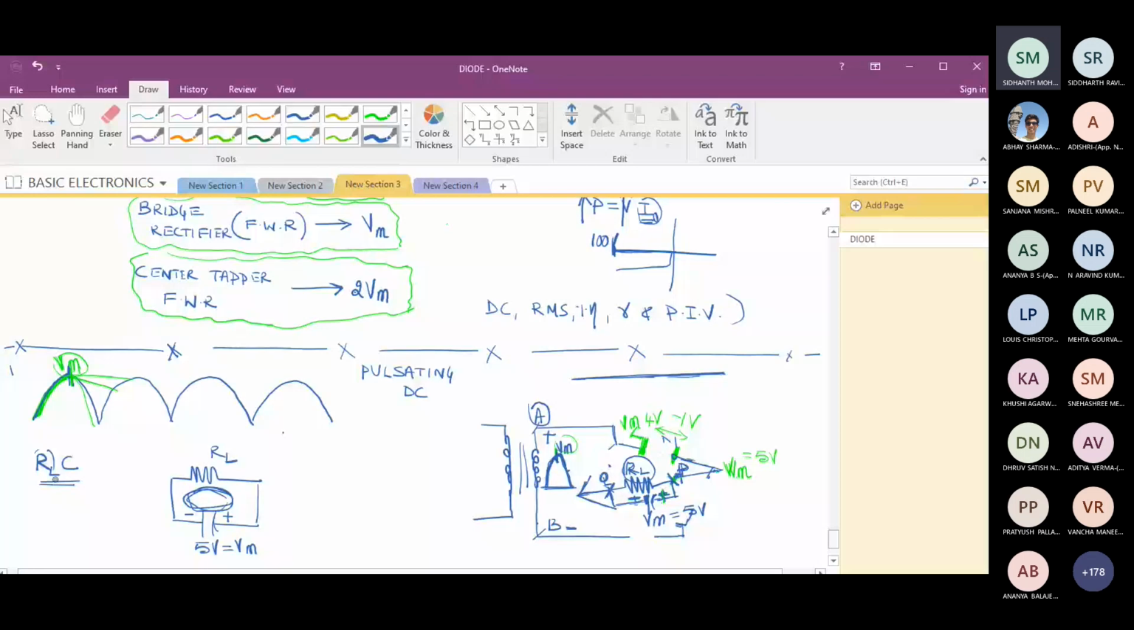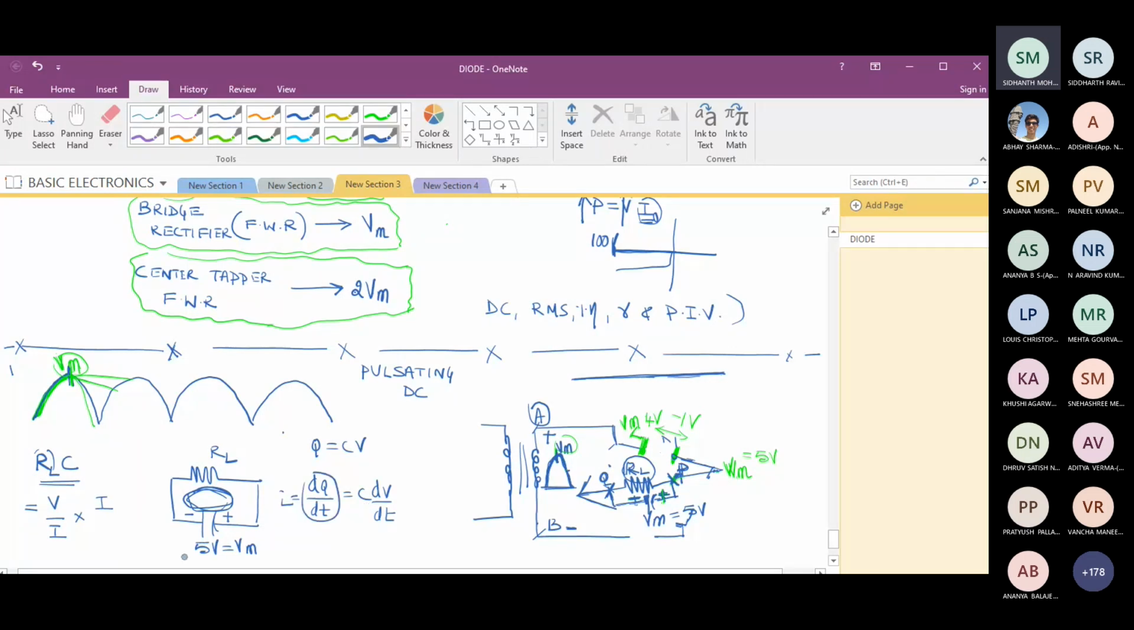Just concentrate. R is V by I. All agree? Yes, sir. Capacitance is what? Anybody in the class? Capacitance? Charge by potential. Okay, charge by potential, or can I write Q is equal to C into V. dq by dt, if I want the current, it is C dV by dt. Agree? So if I ask you what is I, this is I actually. dq by dt is I.